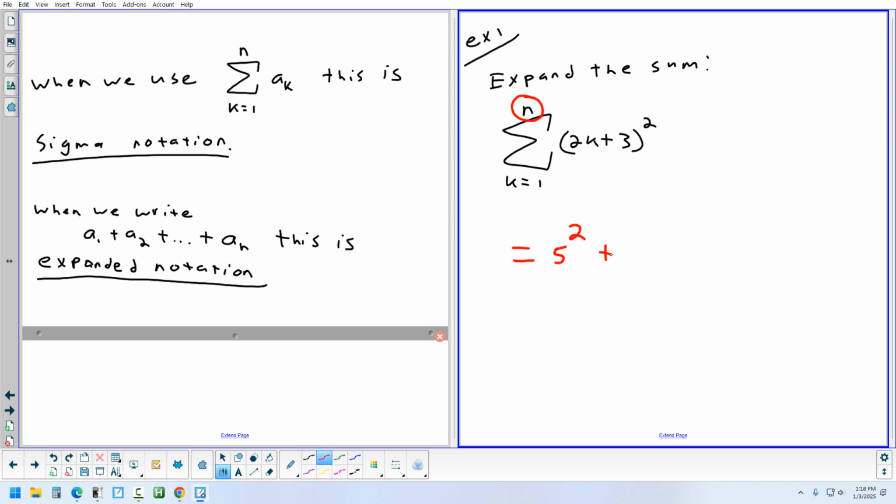Okay, let's do the second one. What are we going to plug in for k to get the second term? 2. What's 2 times 2? 4. Plus 3? 7. 7 squared. And what are we going to plug in for k to get the third term? 3. We just keep going up by 1. 2 times 3 is 6. 6 plus 3 gives me 9. So at this point, we've established the first three. Now, there could be a bunch more we don't know about.